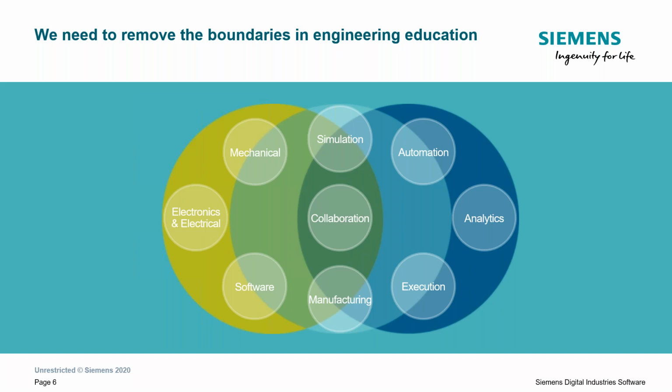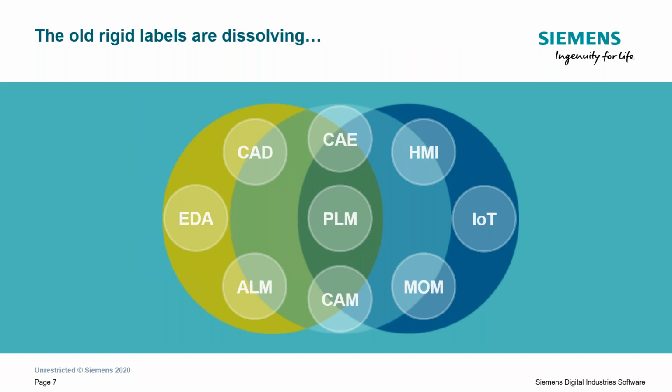Engineering education also has to represent this integration of phase and of thought. So these old rigid labels are dissolving: CAD, CAE, EDA, CAM to some extent. Sorry, John and Korhan, even PLM. These distinctions don't exactly reflect the boundaryless nature of innovation and the way that engineers are thinking about innovation. Engineering education has to also reflect this change.